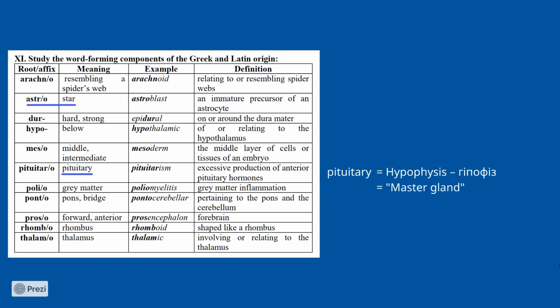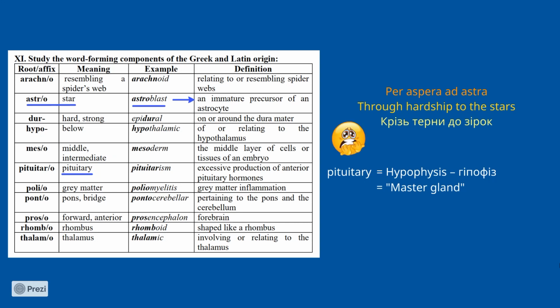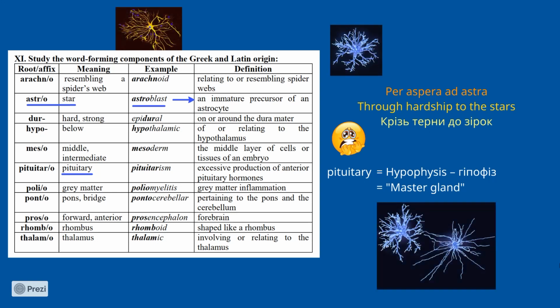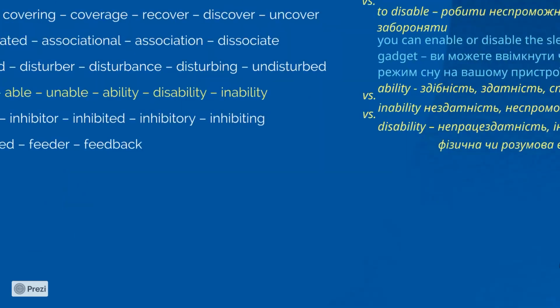The Latin root astro means a star, so astroblast is an immature precursor of an astrocyte, незрілий попередник астроциту, a cell that looks like a star. Do you know a famous Latin phrase, per aspera ad astra, meaning through hardship to the stars, крізь терни до зірок? I know that studying English medical terminology is a hardship, but you will eventually see the stars. Well, at least astrocytes through the microscope.